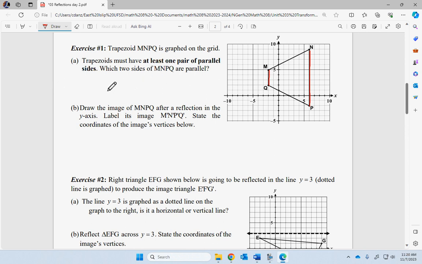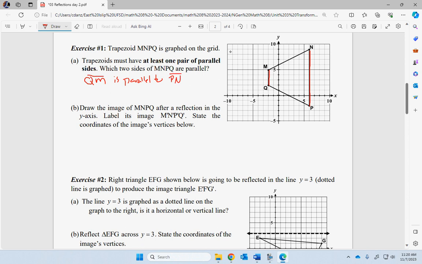So let's name them. Remember, I can call it QM or MQ. It doesn't matter. QM. It's a line segment, so put that symbol above it. Is parallel to line segment PN.